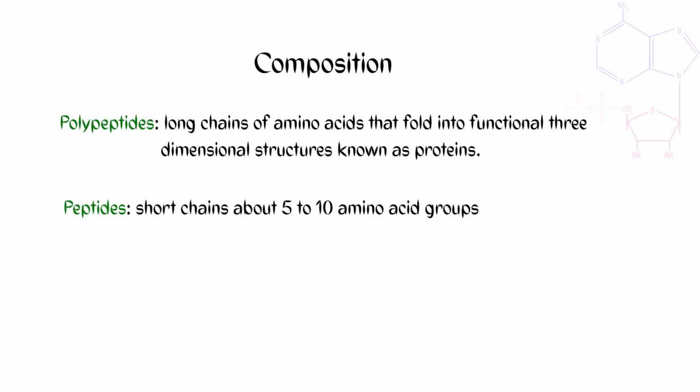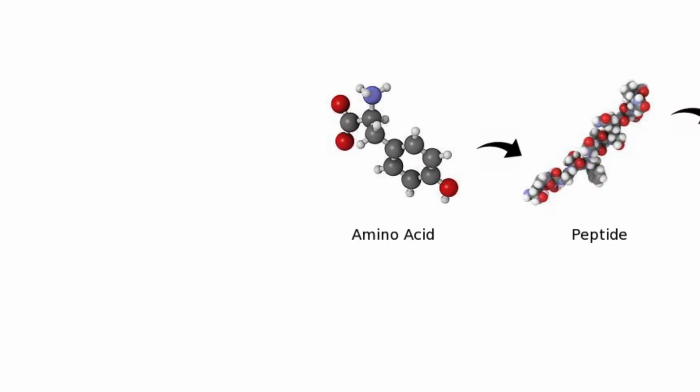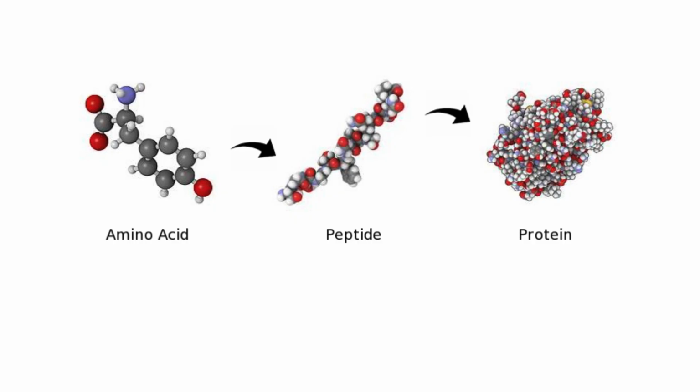Then we have the peptides. These peptides are shorter chains. Keep in mind, polypeptides ni longer chains, peptides ni shorter chains that are made up of 5 to 10 amino acid groups. Then we have the amino acid itself, which is the fundamental organic molecule which combines in order to form proteins. So ukiangalia katika image yetu hapo tuna amino acid. Amino acid hii ina combine zenyewe kwa zenyewe zinajicombine into peptide. Then the peptides, if they're combined, later on form polypeptides which form protein.